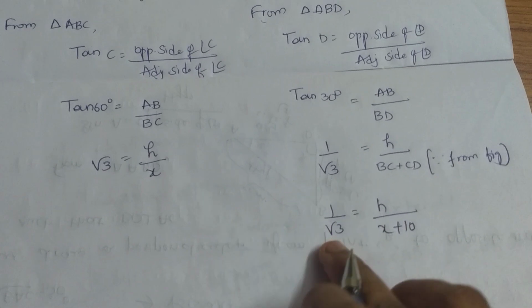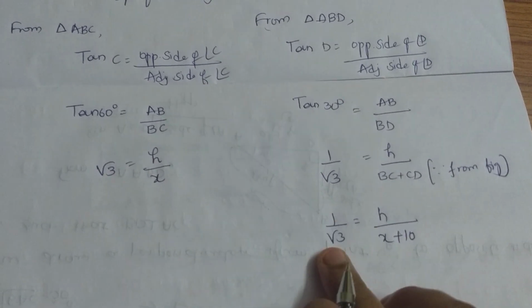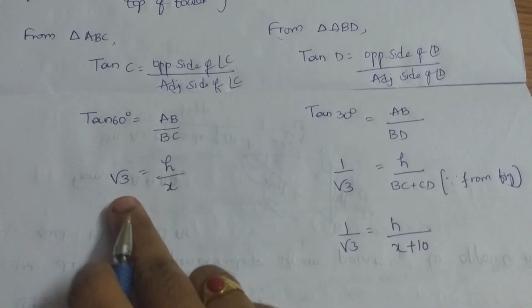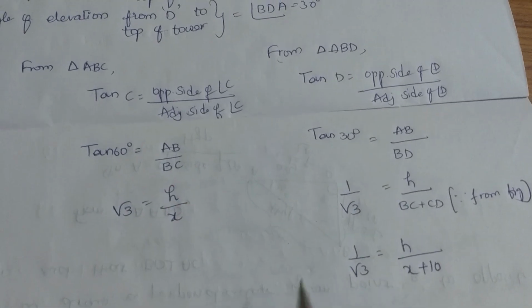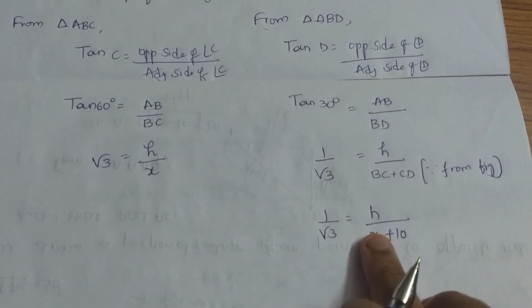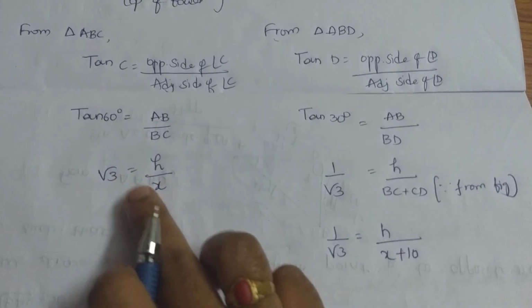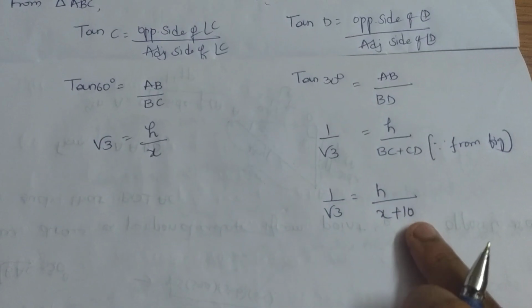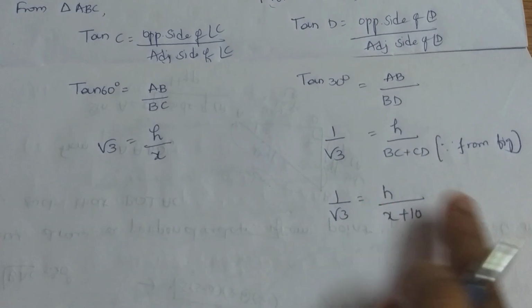See, what is the step we got? 1 by root 3 equals H by X plus 10. Here root 3 equals H by X. So now what will I do? Two variables are there, H and X. Here also two variables are there. So you just convert either of its variables into another form.